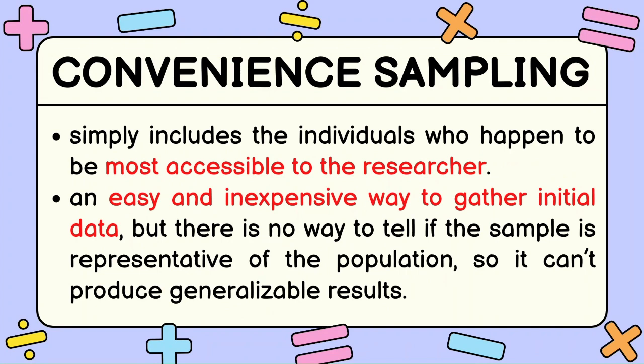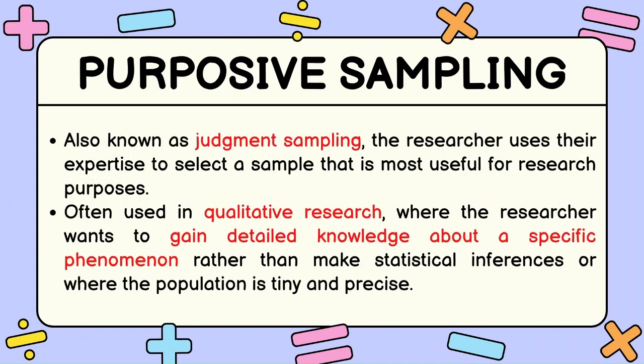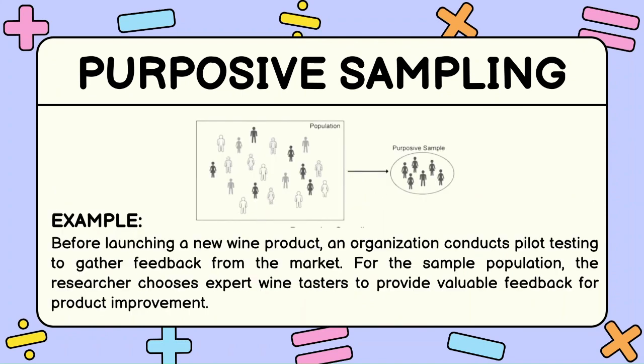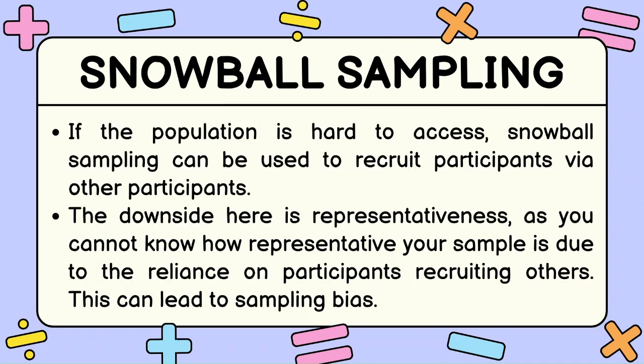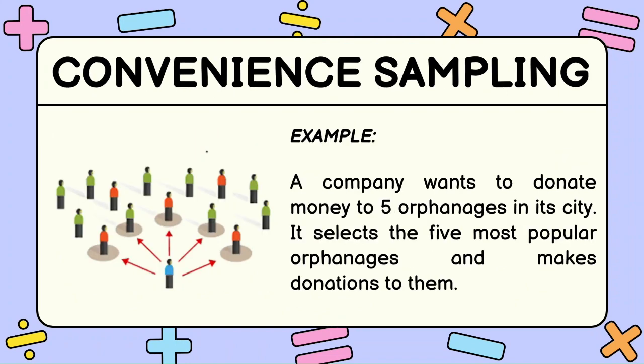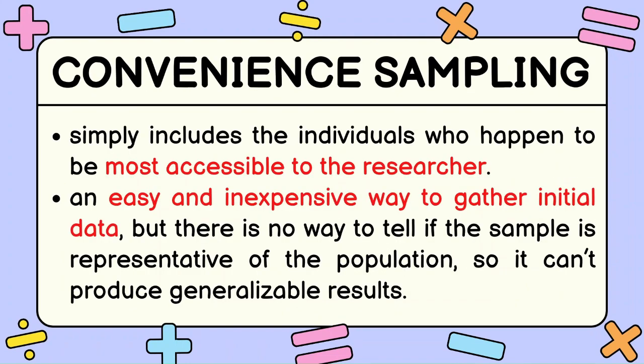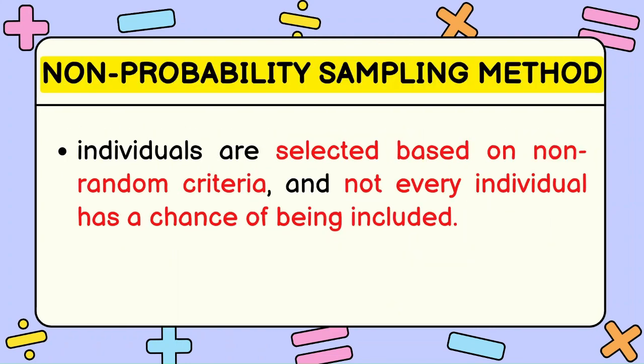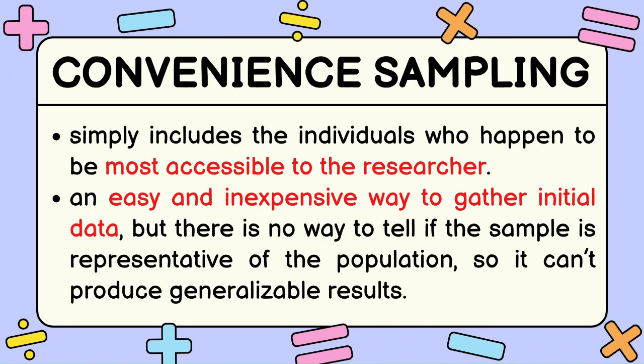Okay. So we have also four types. First, we have convenience sampling. Then we have purposive sampling. And then last, we have snowball sampling. Our first type under this non-probability sampling is the convenience sampling. In this type of sampling, the researcher simply includes individuals who happen to be most accessible to the researcher.